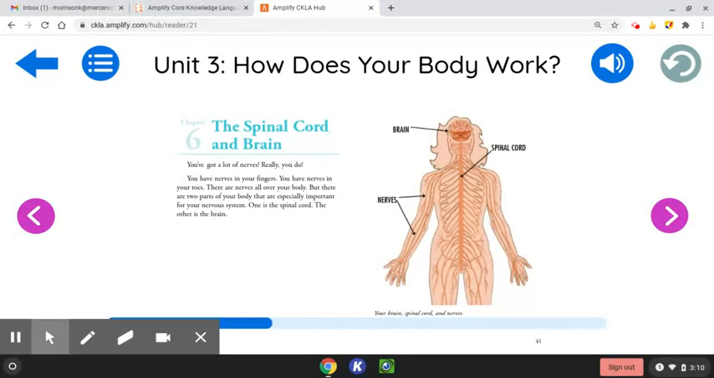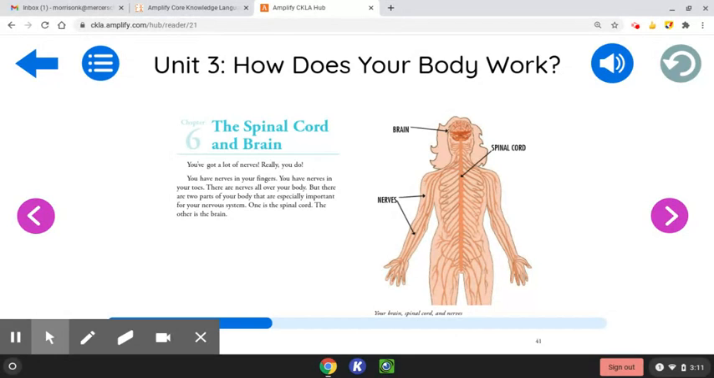Okay, so we're going to be starting right at the top in chapter 6. The title of our chapter is The Spinal Cord and Brain. All right, so it says, you've got a lot of nerves. You do. You have nerves in your fingers. You have nerves in your toes. There are nerves all over your body. But there are two parts of your body that are especially important for your nervous system. One is the spinal cord. The other is the brain.